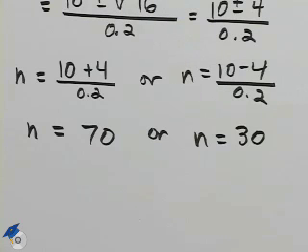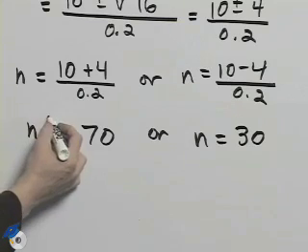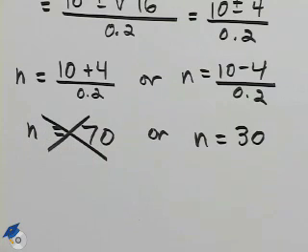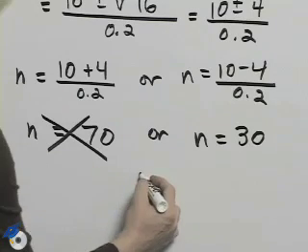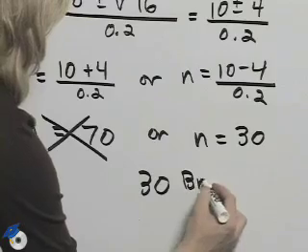Now, we were given at the beginning of the problem that n has to be less than or equal to 32, so this solution is not included in our range of values for n. So the solution to the problem is 30 brooms.